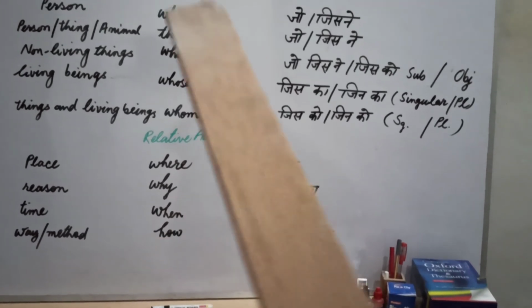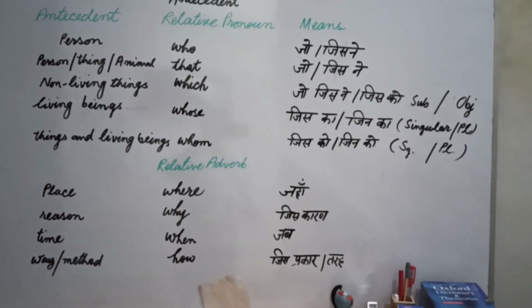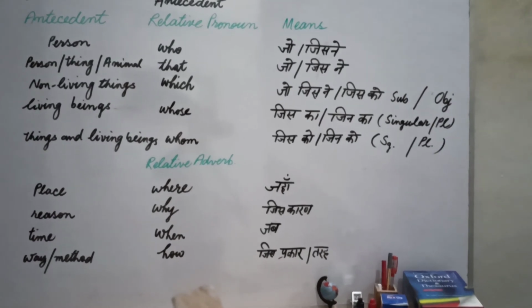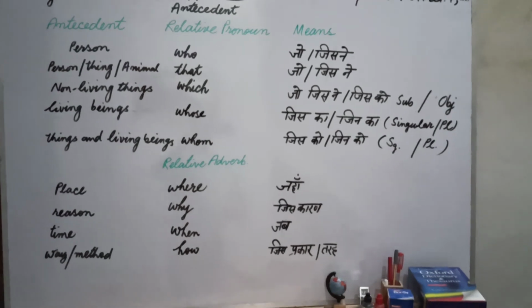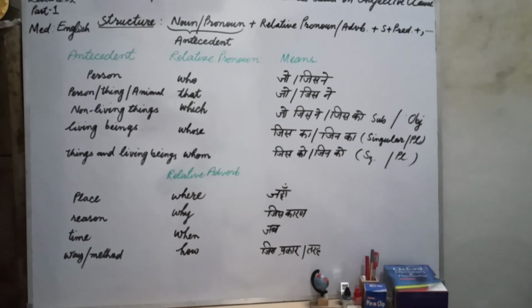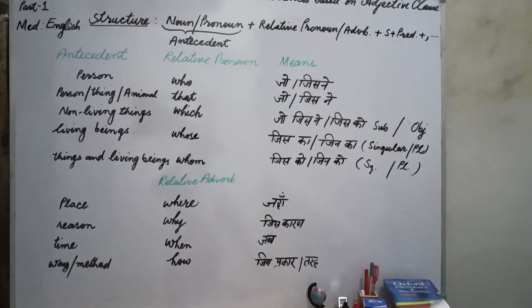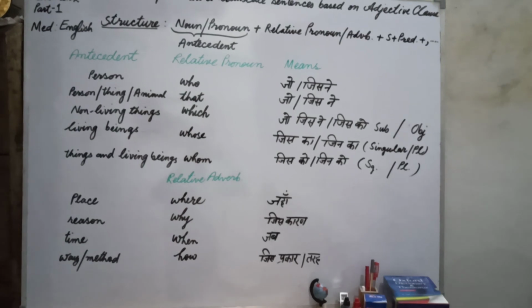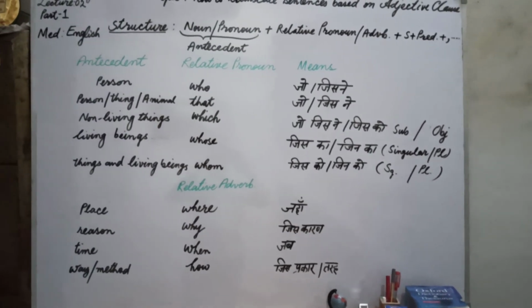These words look like interrogative words, but actually in an adjective clause these don't ask any question, but they provide some information or quality of some noun or pronoun. In the next part 2 of this lecture we will see how we will use these relative pronouns and relative adverbs and their antecedents in proper sentences.